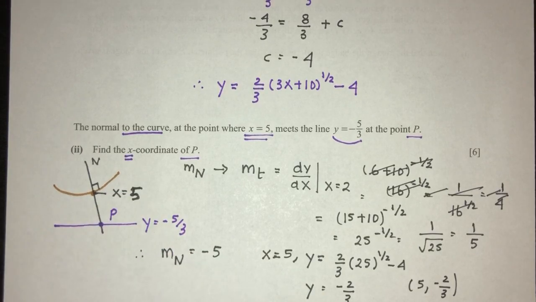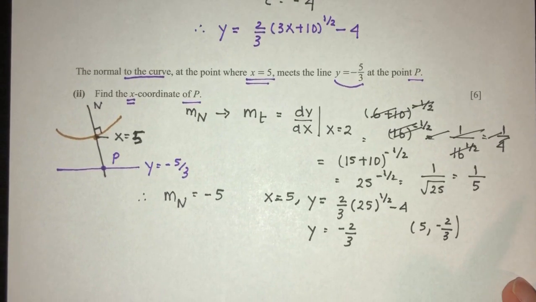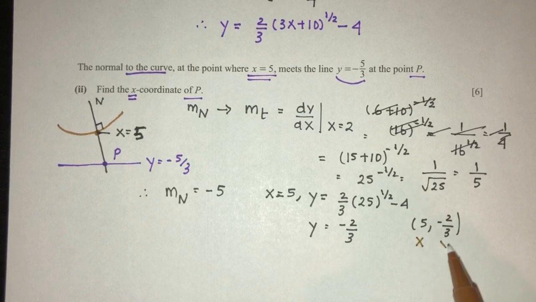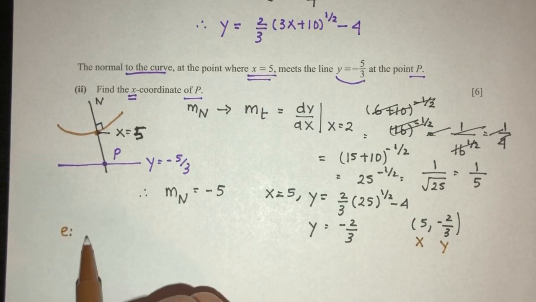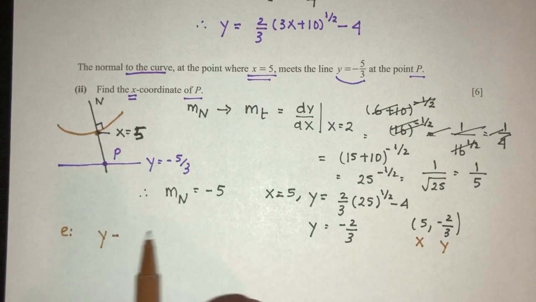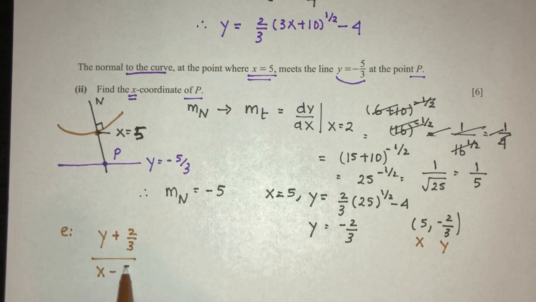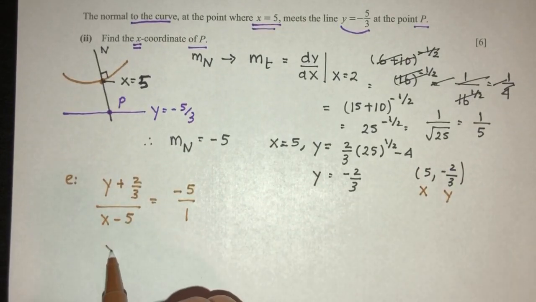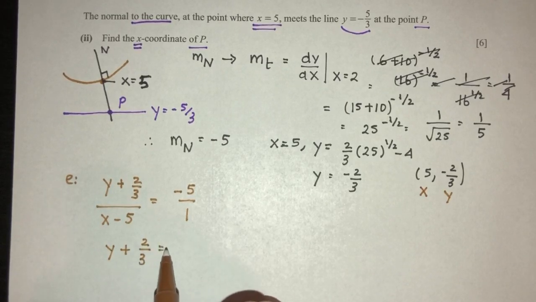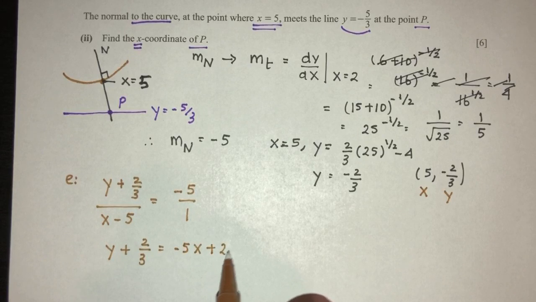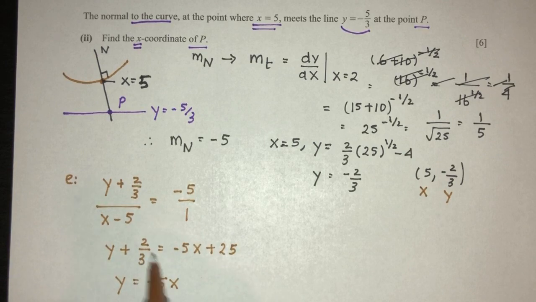This point right here. The next step is to find the equation of your normal. So we have to use this point, this is your x, your y. The equation of the normal will be y minus, this will become plus 2 over 3, equals the gradient of the normal times x minus 5. Now we cross multiply, you will have y plus 2 over 3 is equal to minus 5x plus 25. So y is equal to minus 5x plus 25 minus 2 over 3.